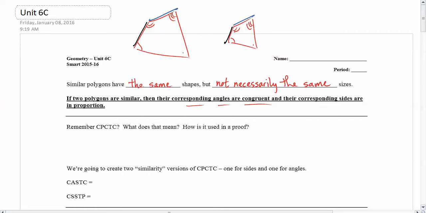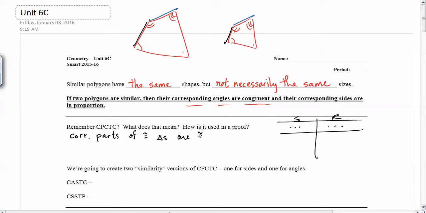So if you remember CPCTC, that goes back to last semester. CPCTC represents corresponding parts of congruent triangles are congruent. And if you remember how it shows up in a proof, what happens is you start out with various things and you're trying to match up sides and angles up here in order to get something like SSS or SAS or ASA, and then there are a couple other ones. And the goal is to get, once you get that, a triangle congruent to a triangle.